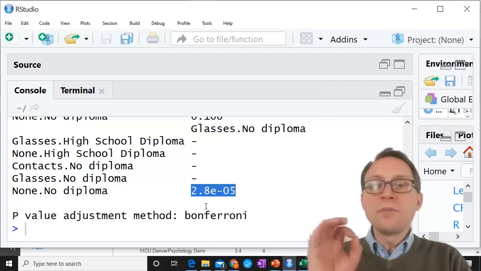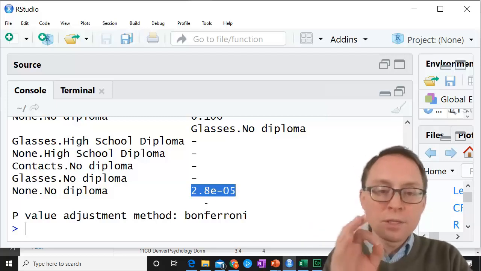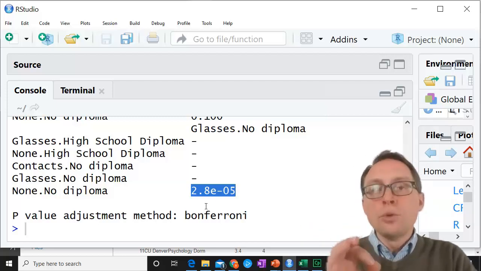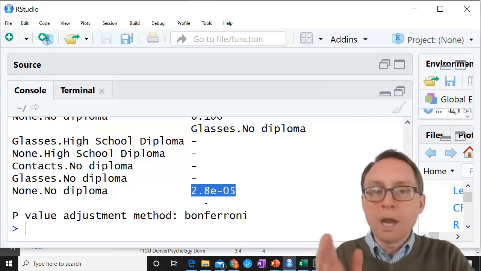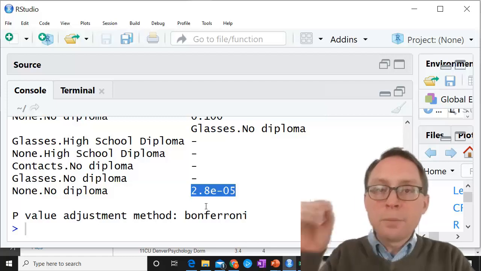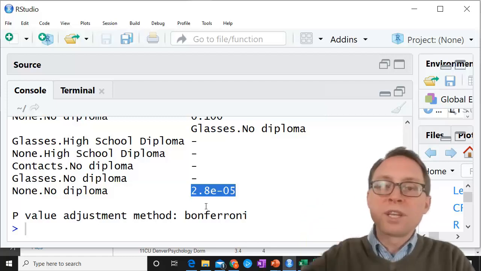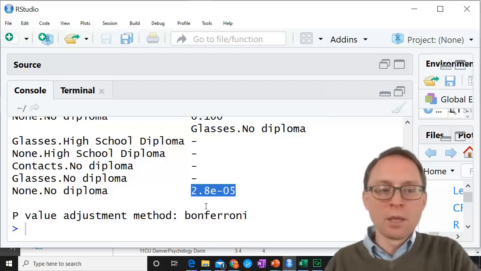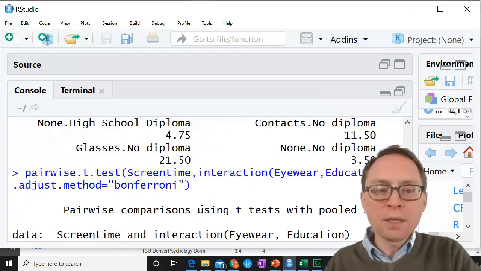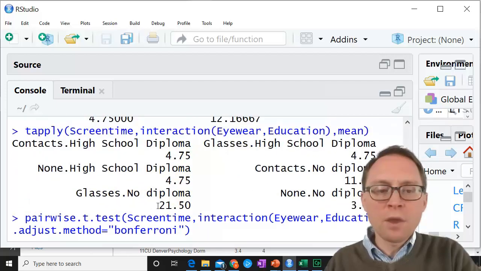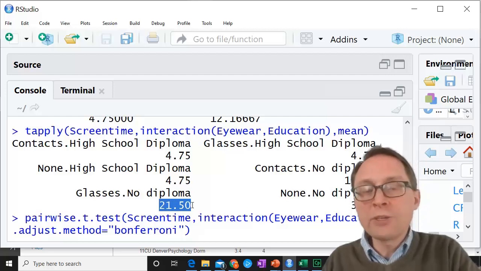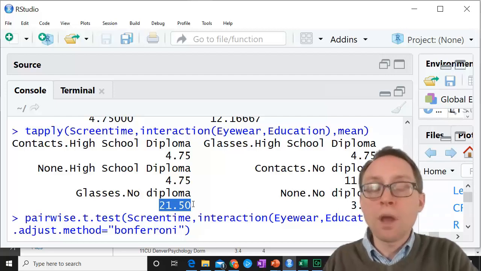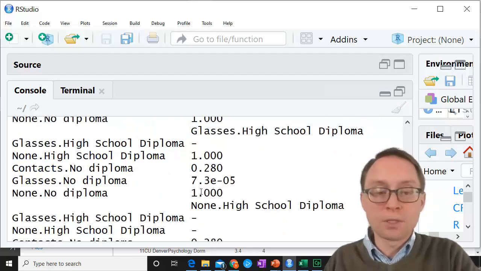Now, if you had just looked at this pairwise t-test, you would have thought that the hypothesis could be correct. But remember, I was initially predicting that people with glasses and no diploma would watch significantly less screen time. In reality, when you look at the mean, they watch significantly more screen time than everybody else. So make sure that you are looking at the mean and looking at the appropriate tests to figure out whether or not the hypothesis is or is not supported.